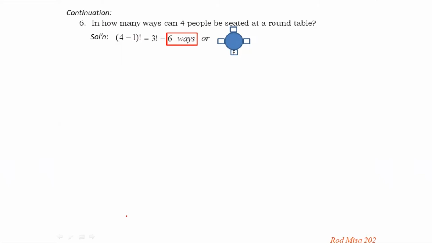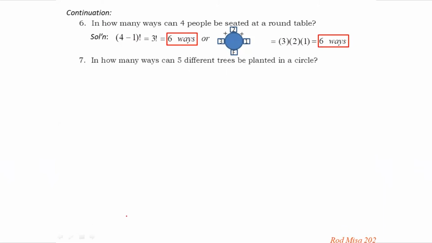So in the next chair I can place any of the 3 remaining people, and also 2 on the next chair, and then I am left with 1 person to sit in the last chair. So multiplying these numbers, we get 3 times 2 times 1 here. So the product is 6 ways. Then therefore there are 6 ways of arranging these 4 people at a round table. Now let's proceed to our example number 7. In how many ways can 5 different trees be planted in a circle?